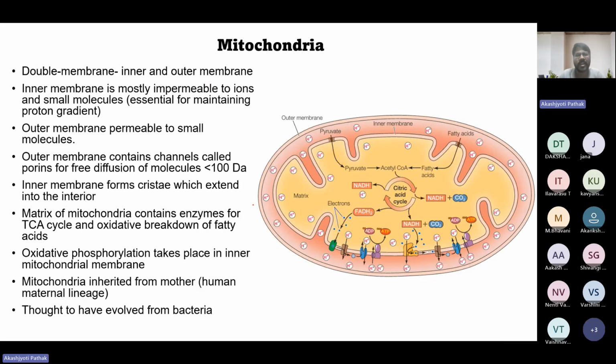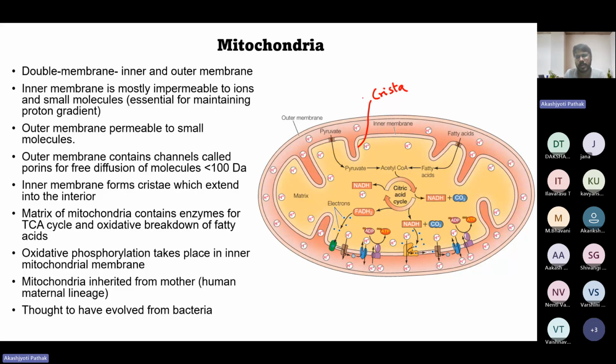Now, coming to mitochondria, we all know about mitochondria, right? They are double membrane structures, and they are the powerhouses of the cell. Because they're double membrane, they have an outer membrane and an inner membrane. The inner membrane is folded, right? And these fold-like structures are called the cristae.